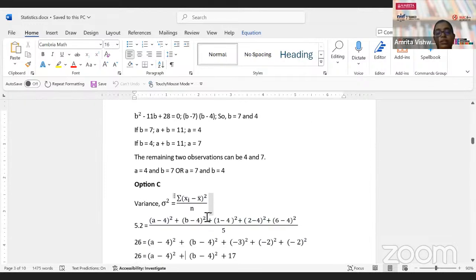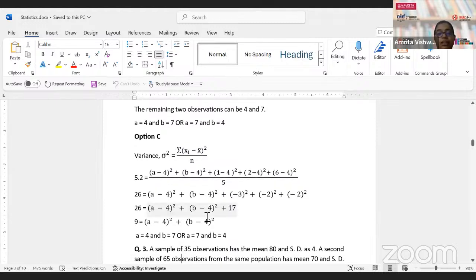Now you can solve this way also. This is very simple and you don't need much calculation, pen, paper, and all of that stuff. We know the formula, variance, sigma square is equal to summation xi minus x bar whole square by n. You have the values. X bar is 4. So A minus 4, B minus 4, 1 minus 4, 2 minus 4, 6 minus 4. And here it is already 5.2 into 5, that is 26. So it's easy for you to solve.